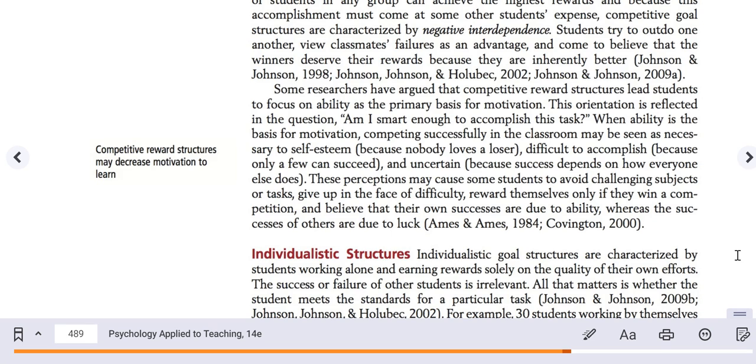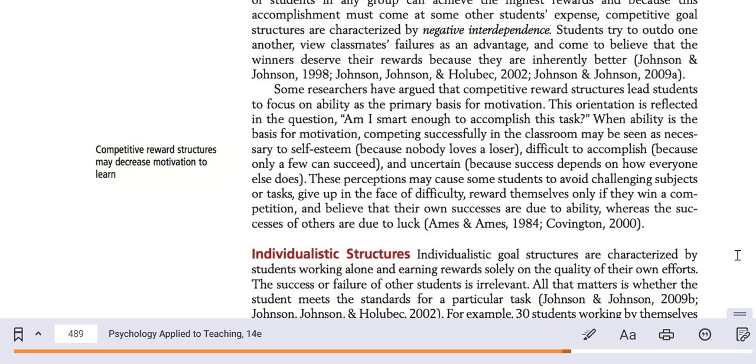Some researchers have argued that competitive reward structures lead students to focus on ability as the primary basis for motivation. This orientation is reflected in the question, am I smart enough to accomplish this task? When ability is the basis for motivation, competing successfully in the classroom may be seen as necessary to self-esteem because nobody loves a loser, difficult to accomplish because only a few can succeed, and uncertain.